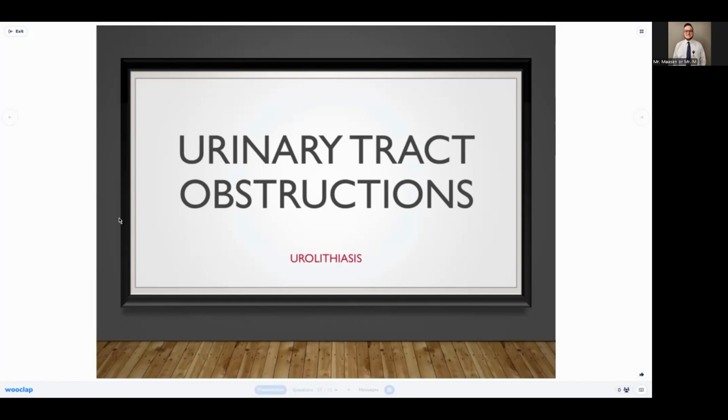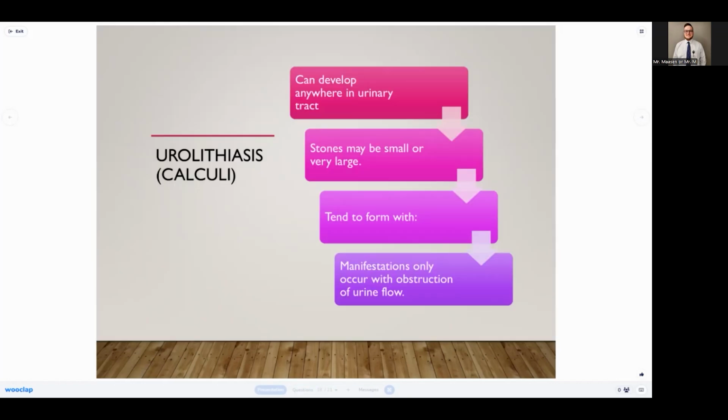So moving forward, urinary tract obstructions. Urolithiasis is kind of where we're hitting on this. Urolithiasis is renal calculi, renal stones, kidney stones. Urolithiasis is the fancy name for kidney stones, basically. The other fancy name for them is renal calculi, to talk about stones. They can develop anywhere in the urinary tract, and they could be large or small.